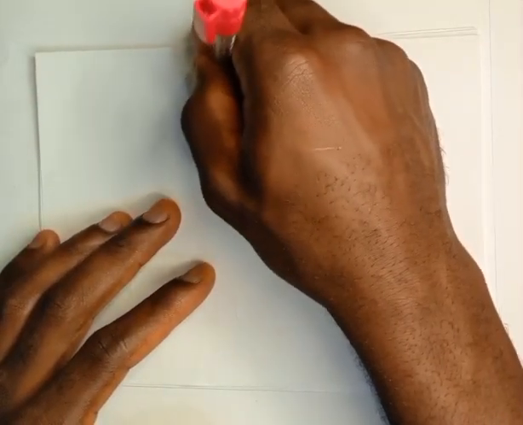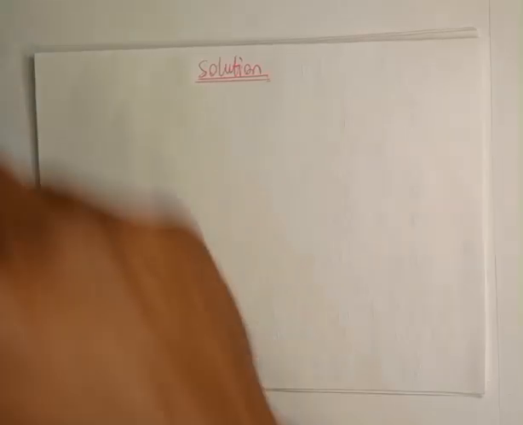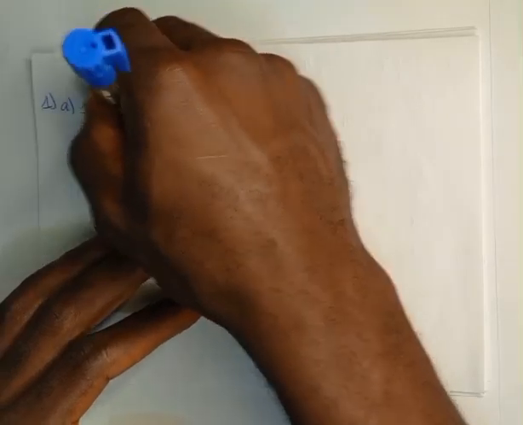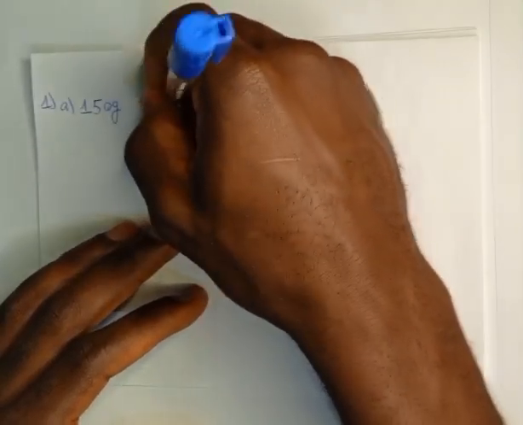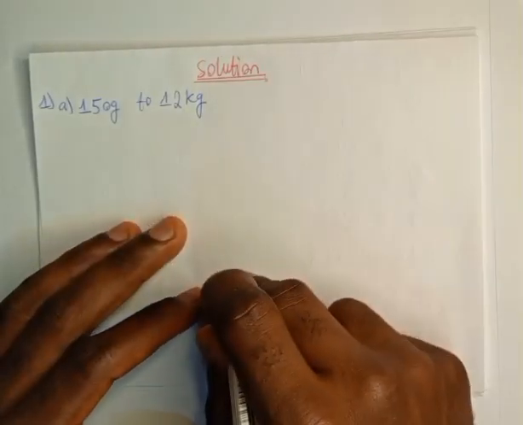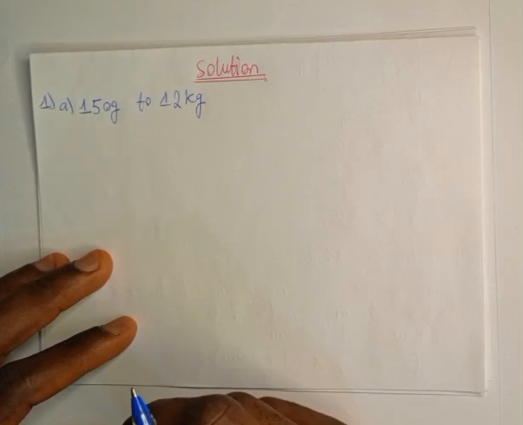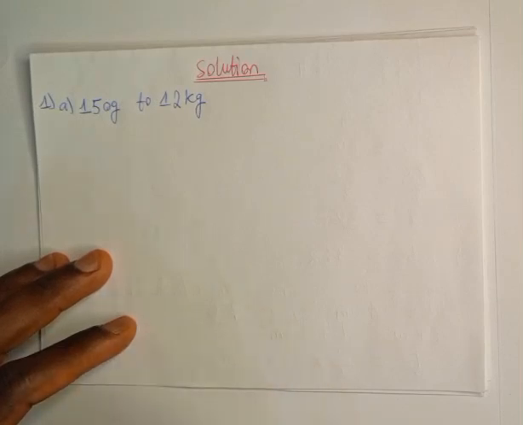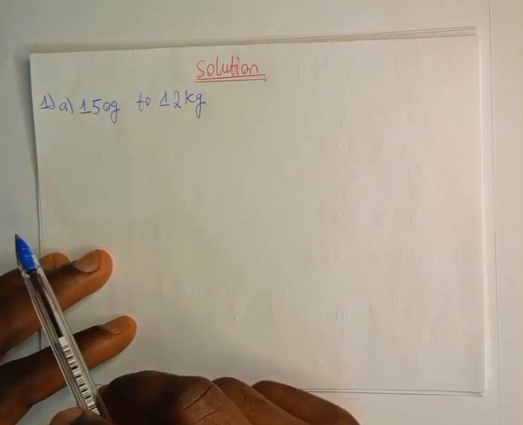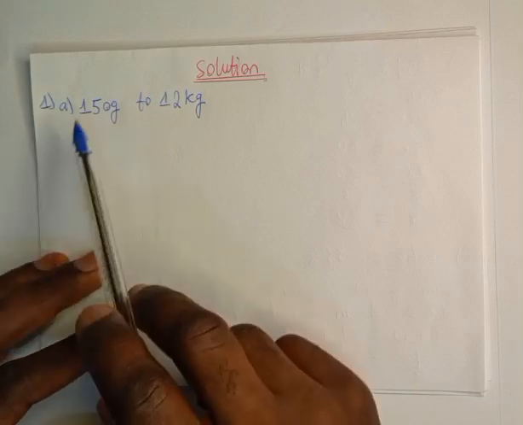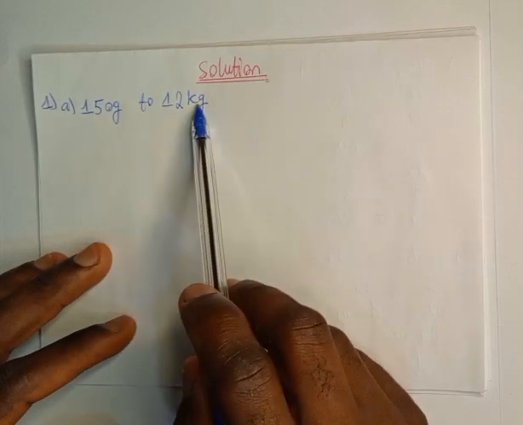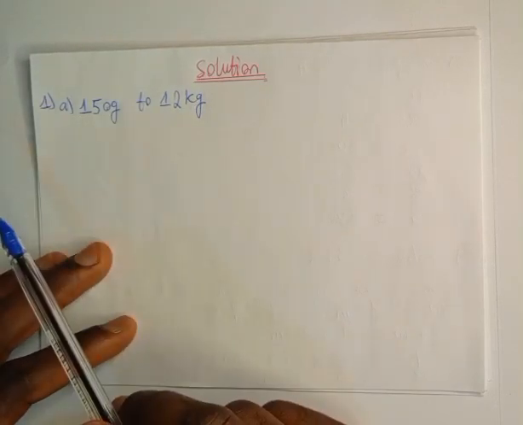Take solution. Question 1A, we are to express 150 grams to 12 kilograms as a ratio in its simplest form. First thing we are going to do is make the units of the two components of this ratio the same, either by changing grams to kilograms or by changing kilograms to grams.